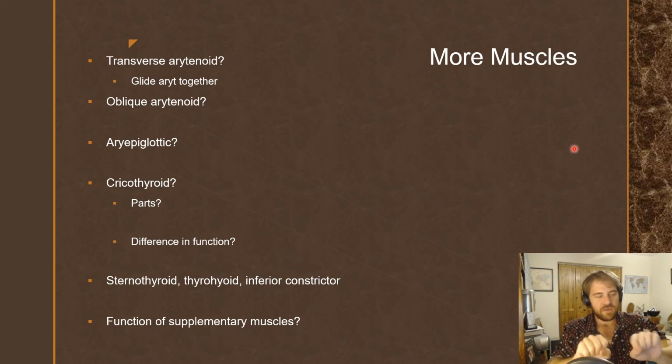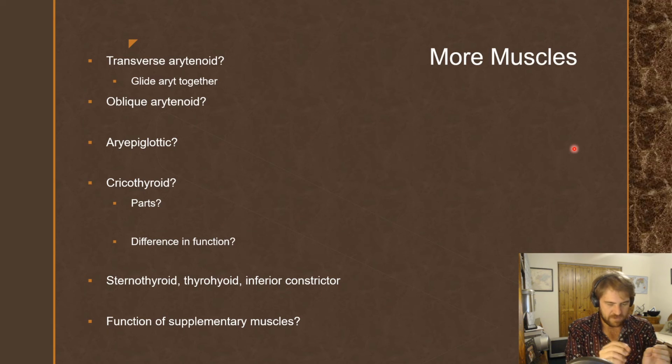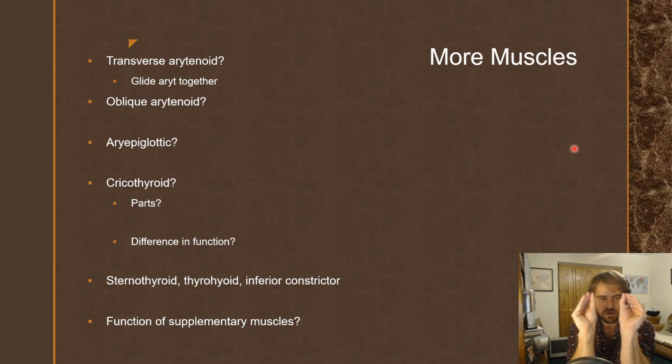Anyway, so you've got these arytenoid cartilages. Yeah, that works. So here's the arytenoid cartilages. The transverse arytenoid muscles are going to come across like a band between the two. It's going to glide them together. So it's going to kind of squeeze them towards each other.